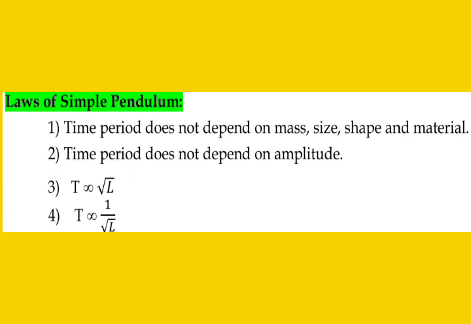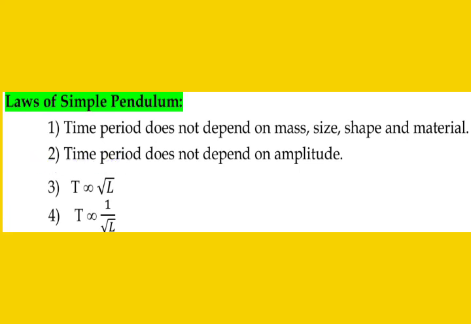Even if you are preparing this sphere with iron or copper or gold or silver, whatever the material, the time period will not change. Okay? And moreover, if you are taking this as 10 grams, 20 grams or 1 kg also, the time period will not change. That means time period does not depend on mass, size, shape and material. What do you mean by size? The small sphere you can take as a big sphere also. Then also the time taken to complete one oscillation will not change. So time period does not depend on mass, size, shape and material.